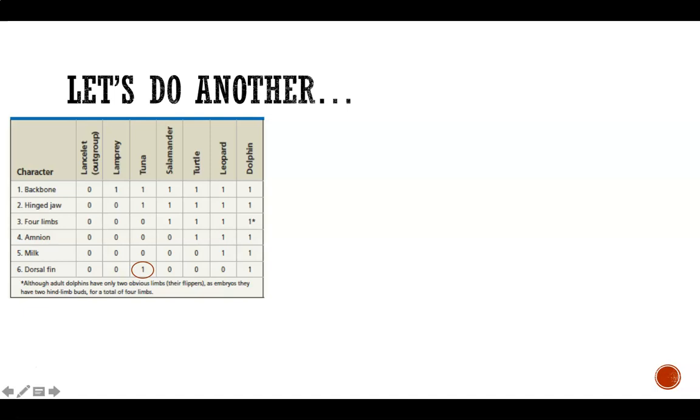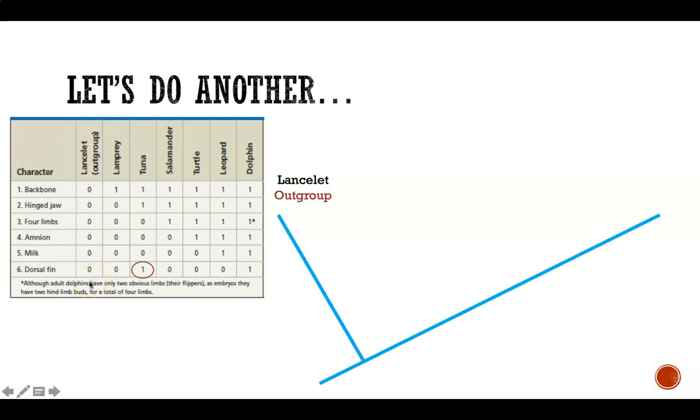Now remember, the first thing you want to do is determine your outgroup. So these are individuals that don't share any of the characteristics that you're looking at, but are related and may have other characteristics in common with this group. So just like the last example, our outgroup is going to be the lancelet. So we'll put him there. Remember that this node here indicates a common ancestor, and then this lineage has diverged and become the lancelet at the end of that group.